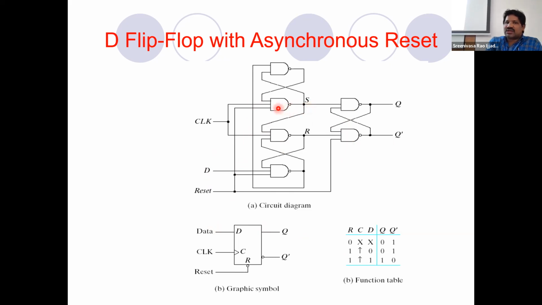Which makes it 0 means what? Irrespective of these 2 inputs, sorry, I'm not talking about those. See, whenever the reset is 0, look at this side, irrespective of the other 2 inputs, the output is 1. Am I right? Because if it is a NAND gate, whenever at least 1 input is 0, the output is high.